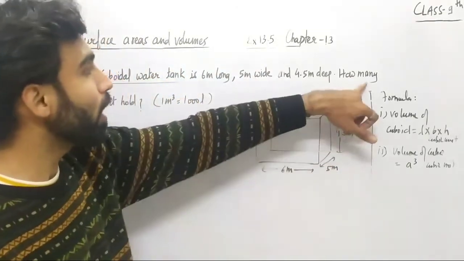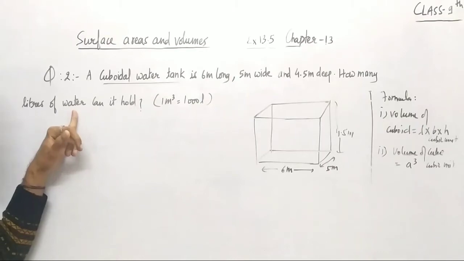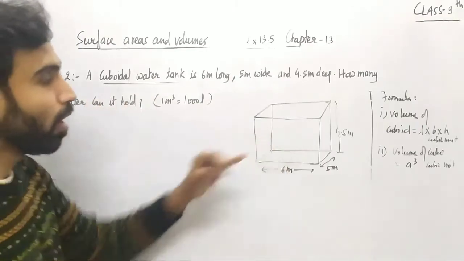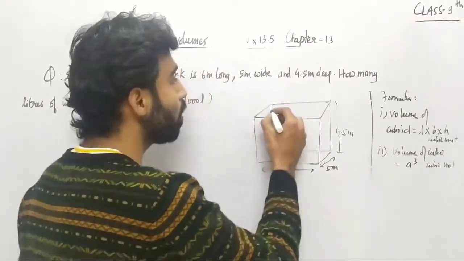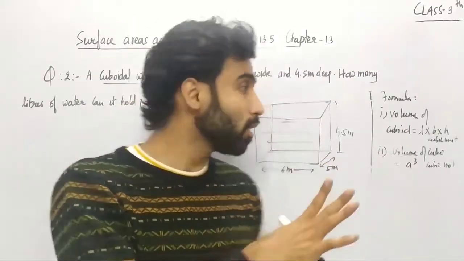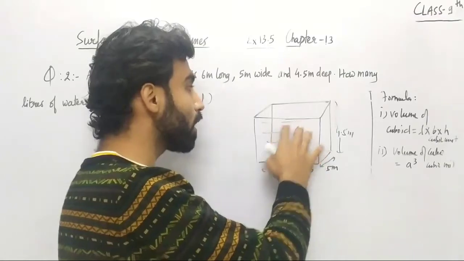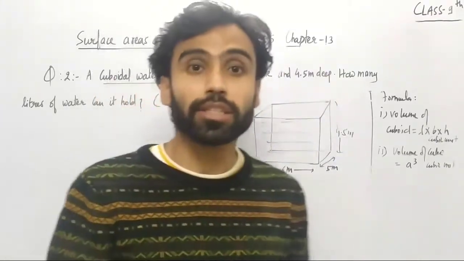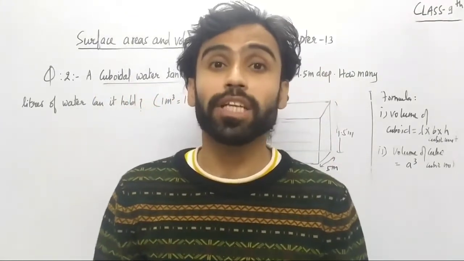Now how many liters of water it can hold? So अब हमें बताना है कि इसके अंदर कितना वाटर जो है ये होल्ड करके रख सकता है, राइट? नाउ रिमेंबर दिस क्यूबॉइडल वाटर टैंक इज होलो फ्रॉम इनसाइड. ये अंदर से क्या है? होलो है, इसमें सिर्फ एम्प्टी स्पेस है.